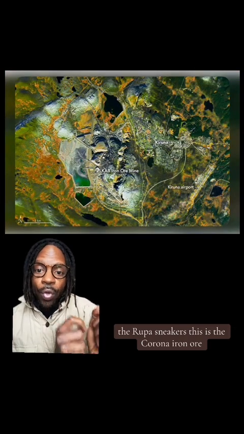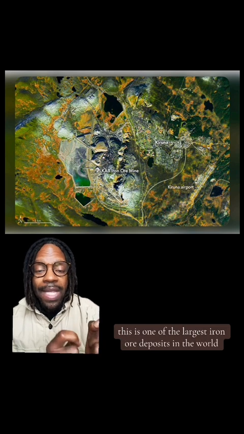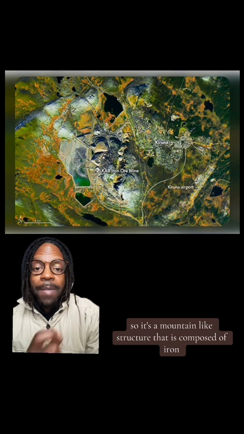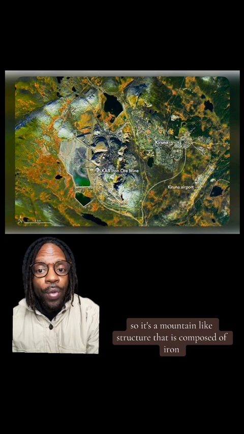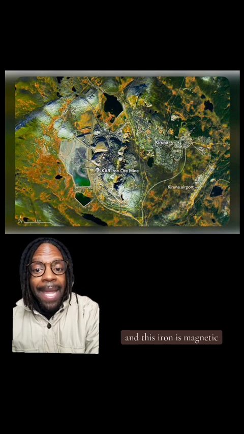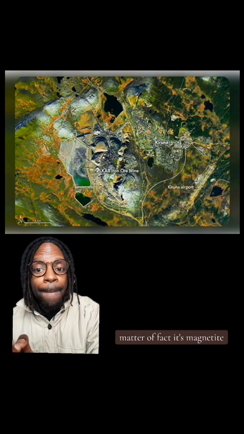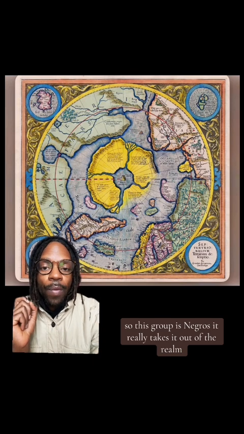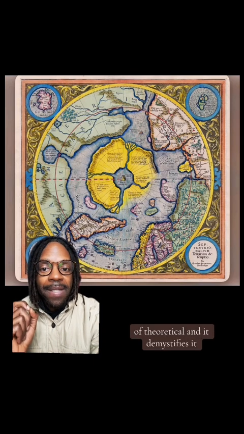This is the Corona iron ore. This is one of the largest iron ore deposits in the world. So it's a mountain-like structure that is composed of iron, and this iron is magnetic. Matter of fact, it's magnetite. This is Iron Mountain in California. So this Rupes Negras, it really takes it out of the realm of theoretical and it demystifies it.